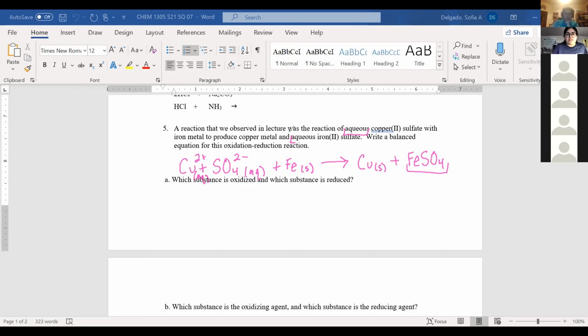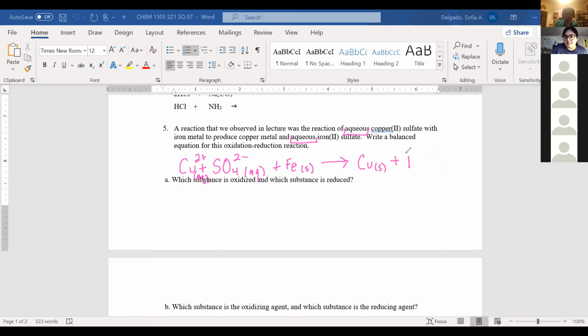Is it insoluble? Because look what it says here. It says aqueous. We said aqueous meant soluble. So is it soluble or insoluble? It's soluble because it's aqueous. So it's separate aqueous, right? Iron and sulfate. Okay, so then how would I write it?